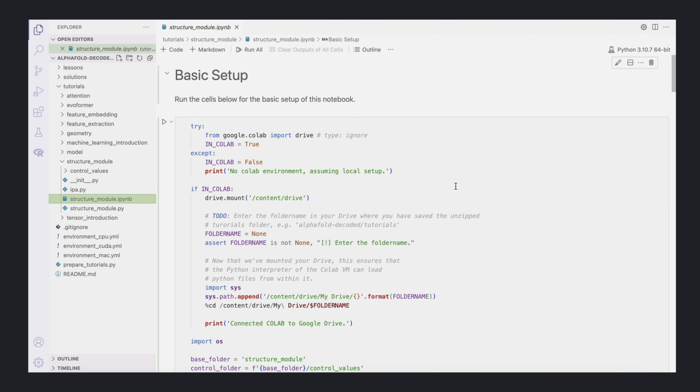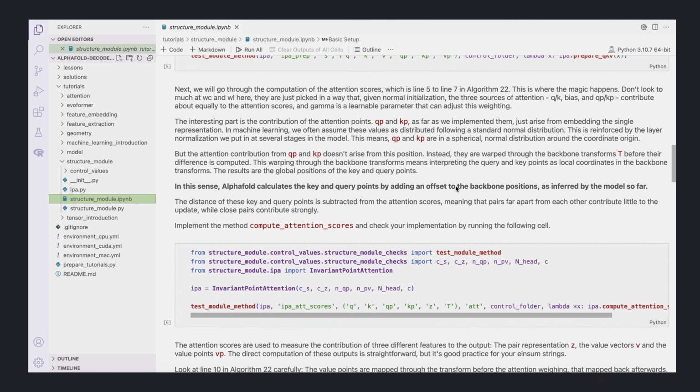This was a relatively short video because we did most of the hard work in the previous one already. This holds true for the next one as well, where we are putting all the parts together. In the accompanying Jupyter Notebook, you can do the full implementation of the structure module yourself. So, see you in the next video and happy coding!